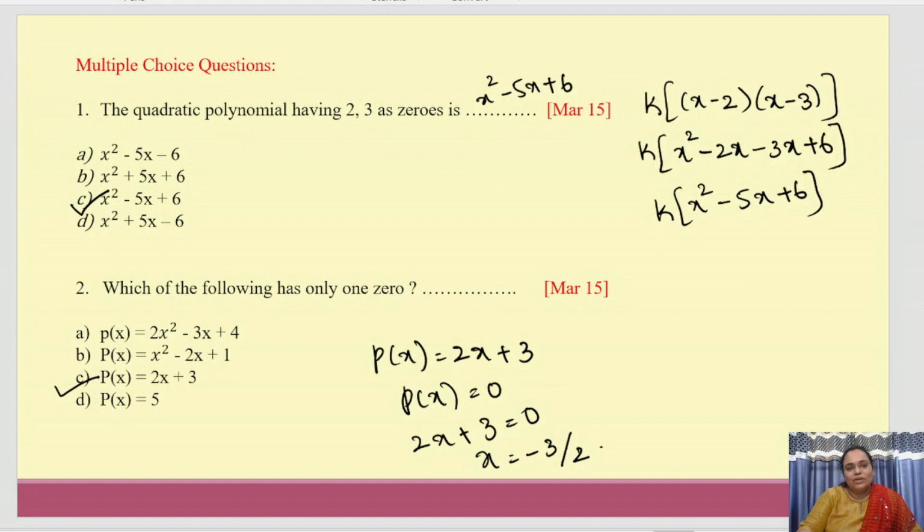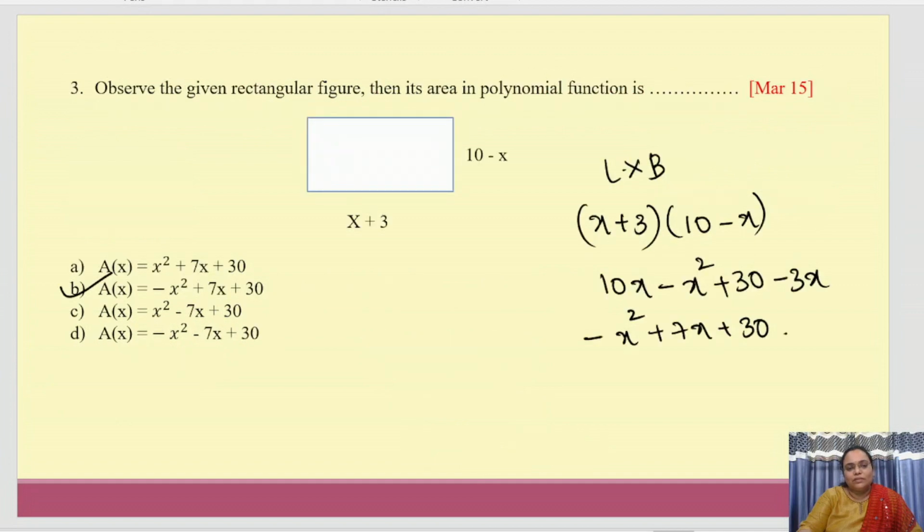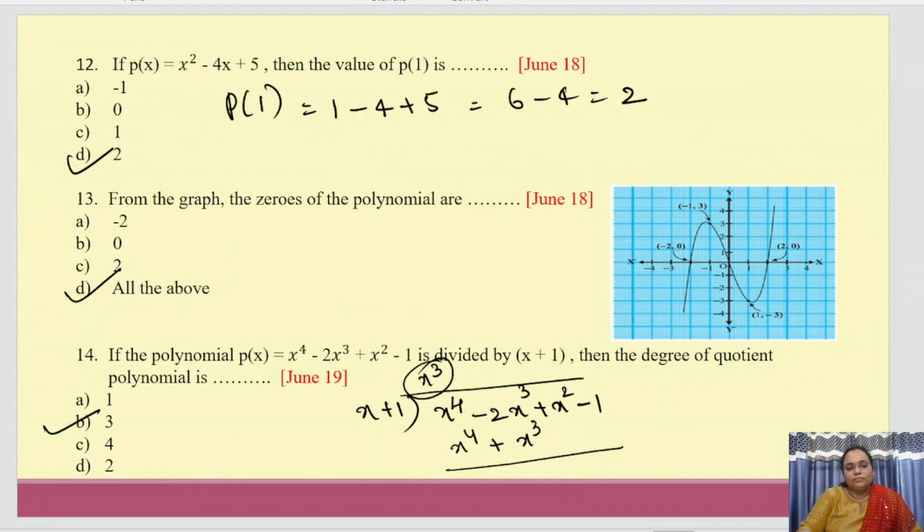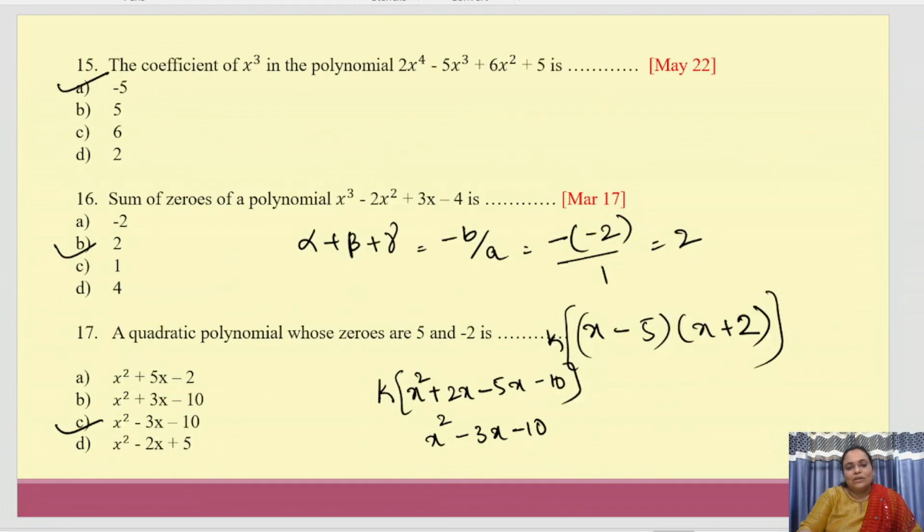These are the multiple choice questions. Do practice all the multiple choice questions. And also practice all the questions that we have discussed today.